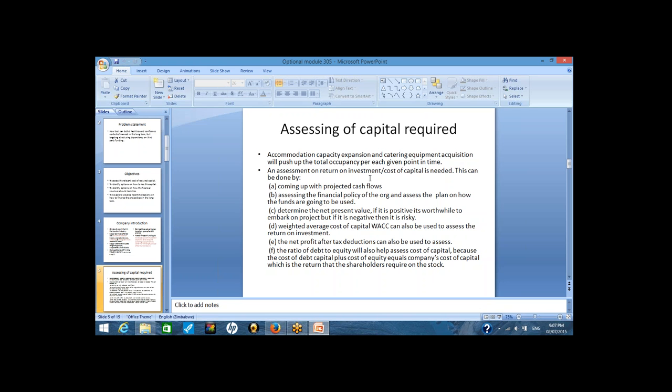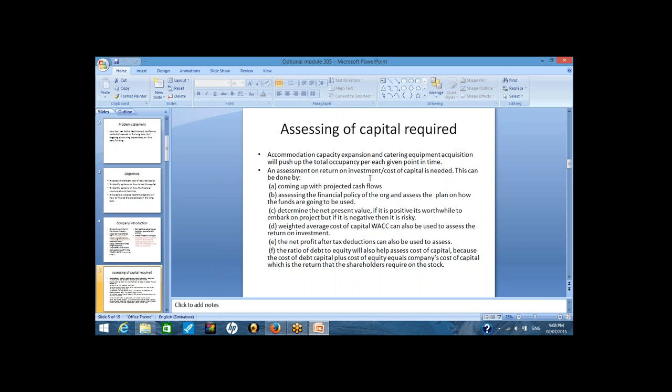An assessment on return on the cost of capital is needed. I've seen that we can do this by having projected cash flows for Bethel. When we do the cash projections, we can also assess the financial position and plan on how the funds are going to be used so that we can have a good return on investment when we get the capital.